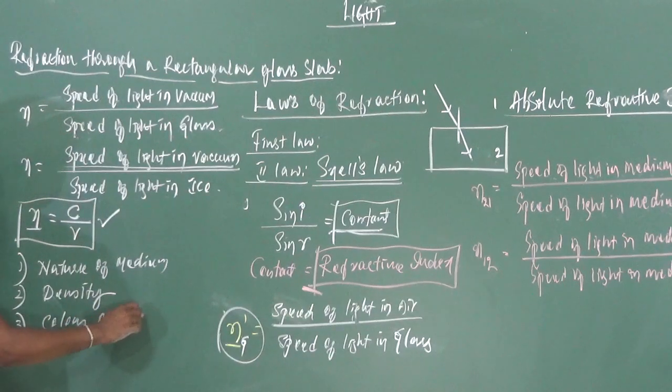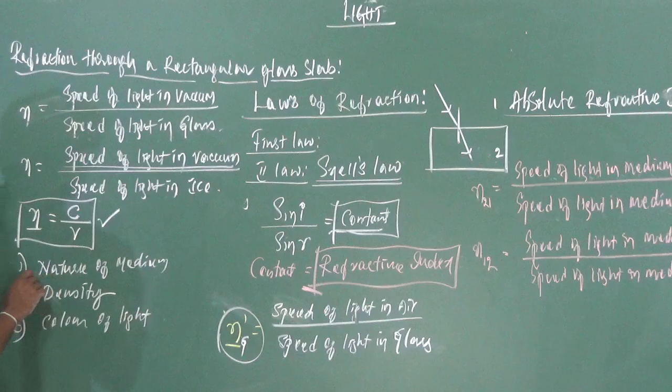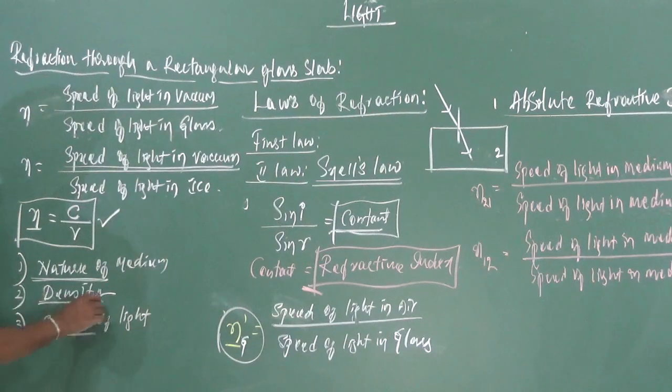Color of light which enters into the medium. Because every color has a different wavelength, therefore it depends also on the color of light. So the refractive index depends on the density of the medium, nature of the medium, and color of light.